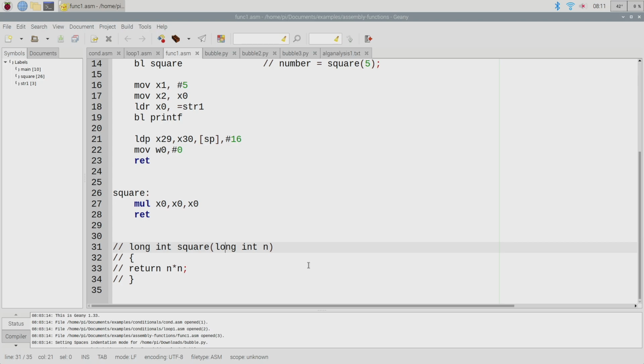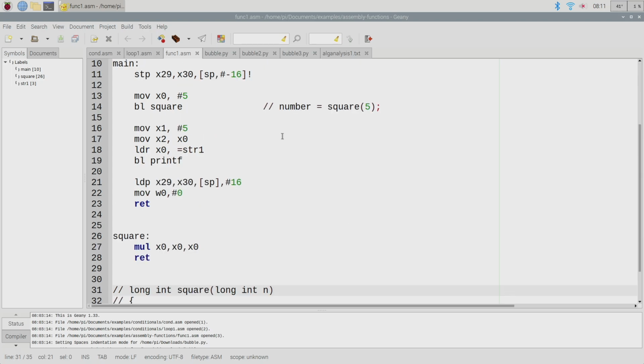Anyway, let's just remember the calling convention. Inputs go in X0 through X7, outputs come in X0 through X7. If there need to be more of those things, then you have to start using the stack. All right, so the function that I want to talk about today is actually something recursive.